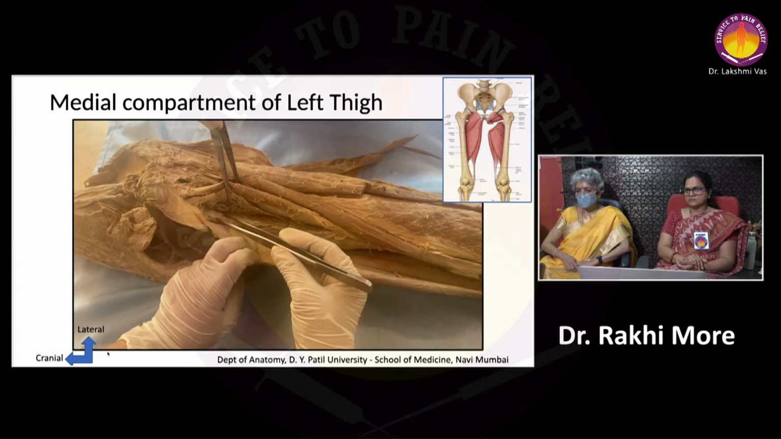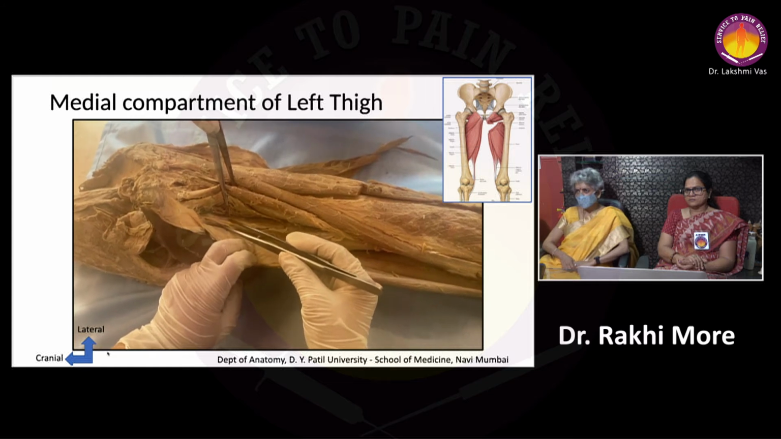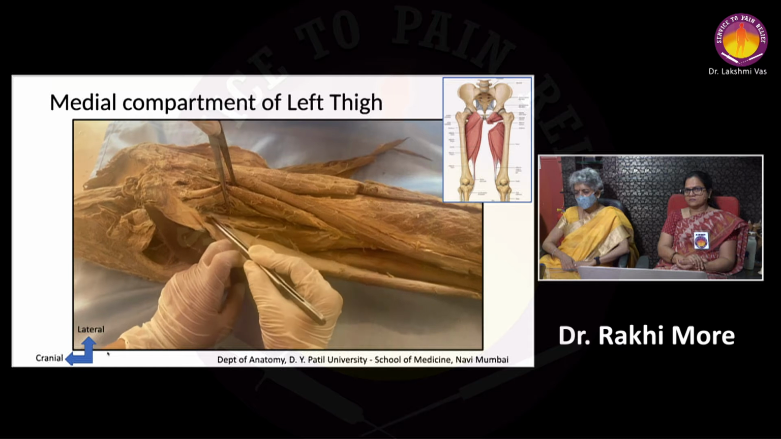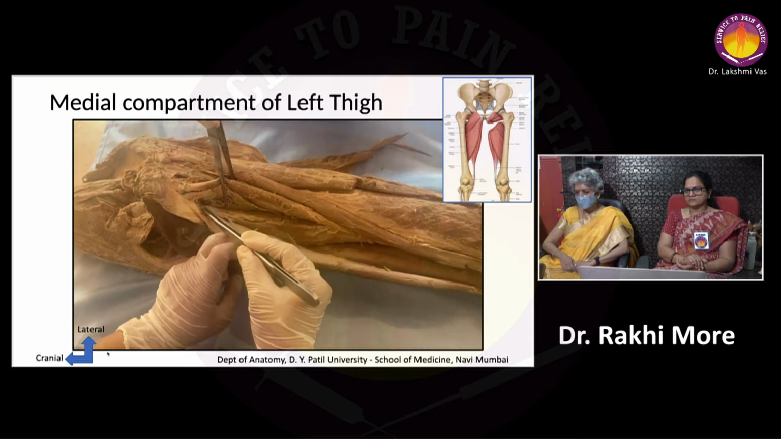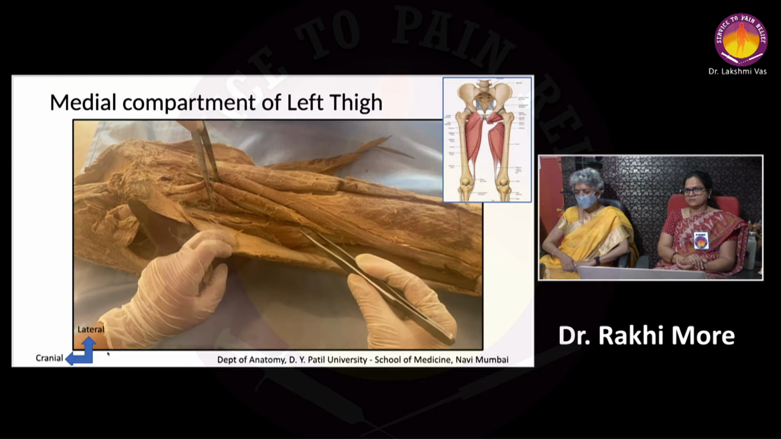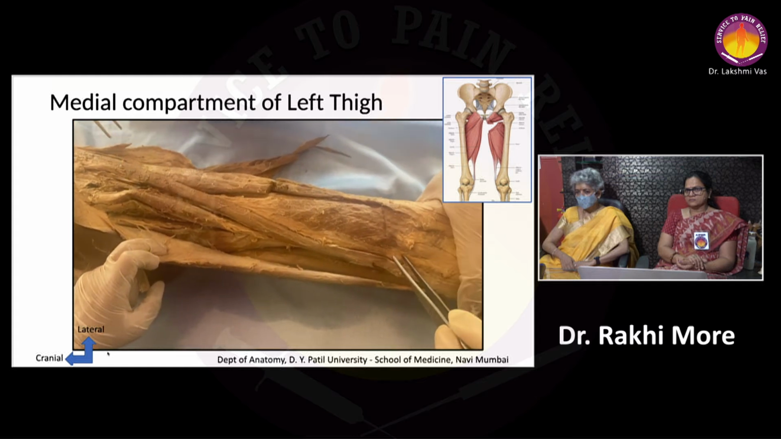So, it has two heads. The ischial head forms a part of the hamstrings which goes to the posterior compartment. The head which we see over here is from the ischiopubic ramus. It has a very wide insertion also, which comes right up to the adductor tubercle on the medial aspect of the femur.